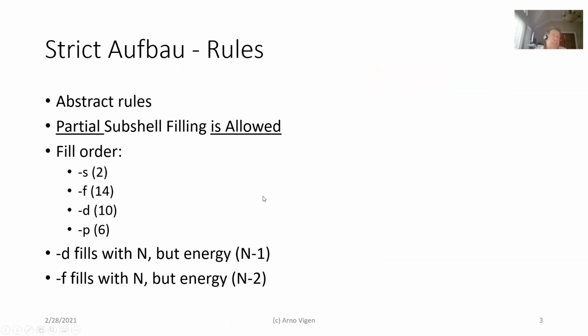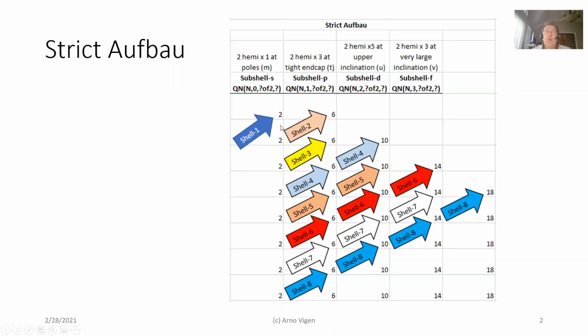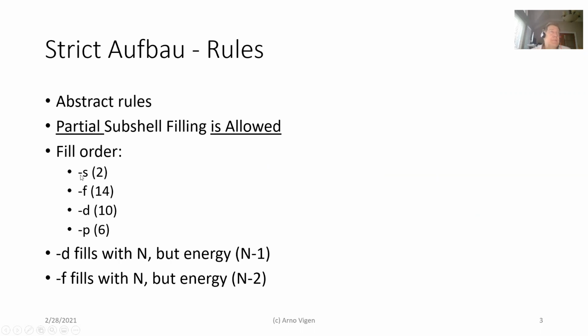Now, these strict aufbau rules are very abstract. You're working only with numbers. And the first and important rule is that partial subshell filling is allowed. You see, you go through this 1, 2, 1, 2, and then you could just go 1, 2, 3, 4, 5, 6, then that one's full, you move on to the next. Okay, and this is the method of the strict aufbau method and that system.